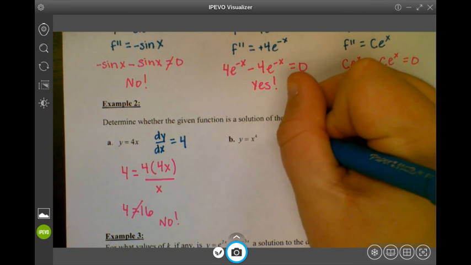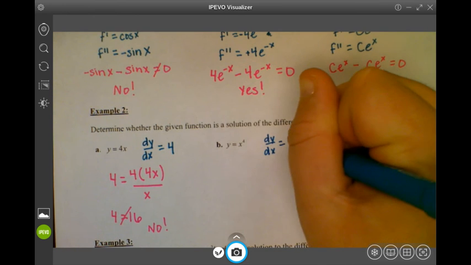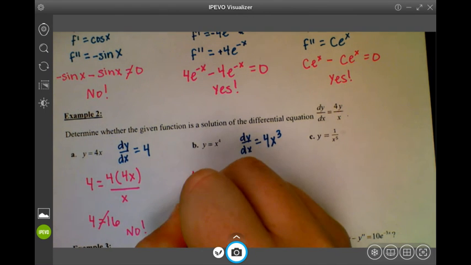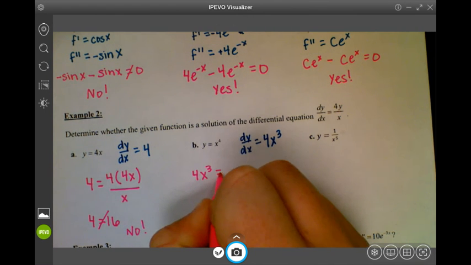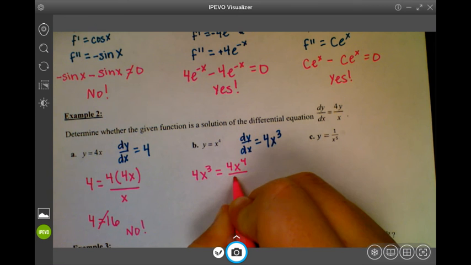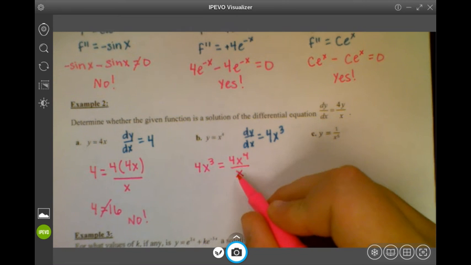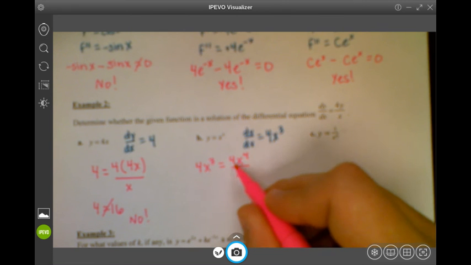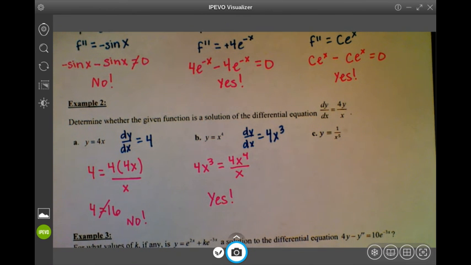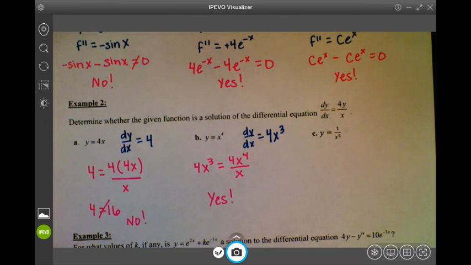All right, next one, dy dx would be the derivative here, so 4x cubed. And then we're going to check to see if this is a solution. So 4x cubed, does that equal 4y over x, where y is x to the 4th? It's pretty easy to see that x to the 4th divided by x would be x cubed, and 4x cubed equals 4x cubed. So the answer is yes, those two are equal. So y equals x to the 4th is a solution to this differential equation.